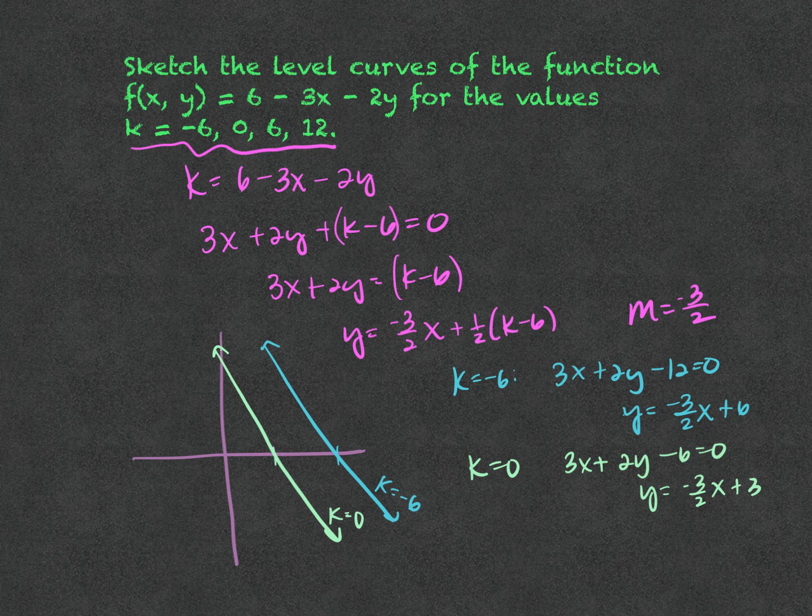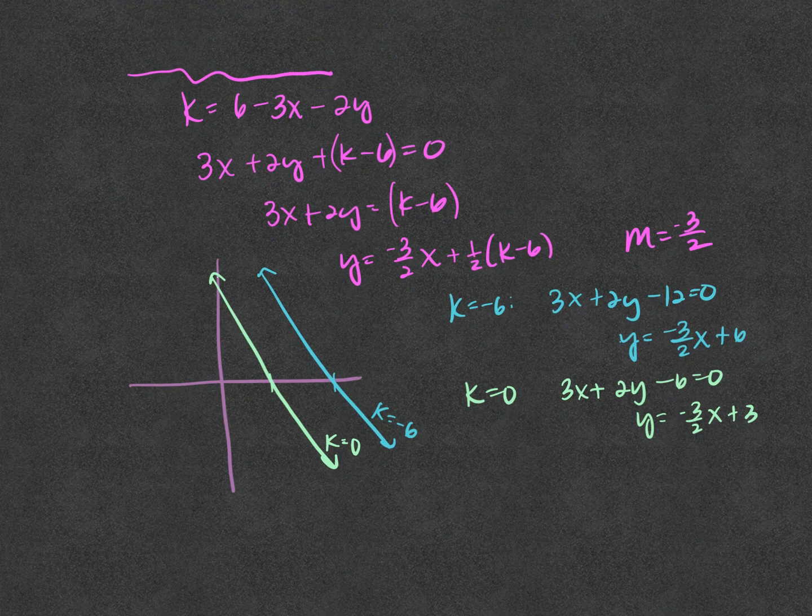Now we're going to move into k equals 6. So we have 3x plus 2y, and that makes 0 equals 0. So y equals negative 3/2 x plus 0. So it goes through the origin, and it's running parallel to the other. So k equals 6. And then lastly, we have k equals 12.